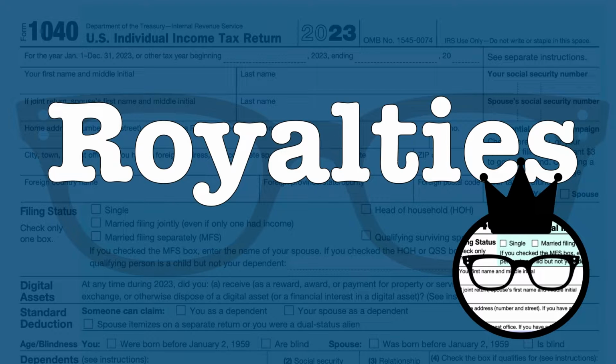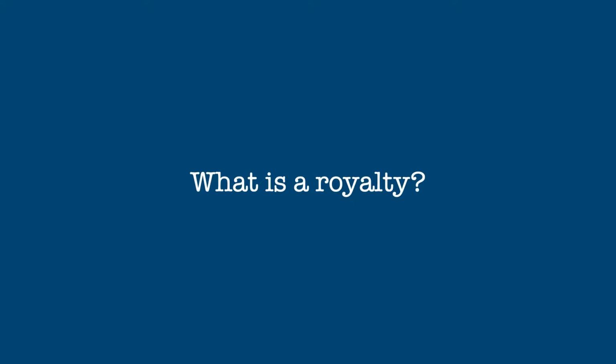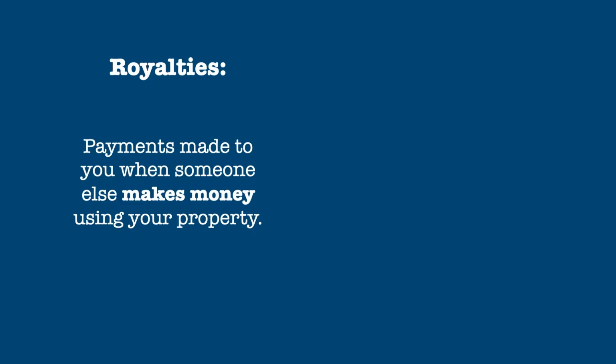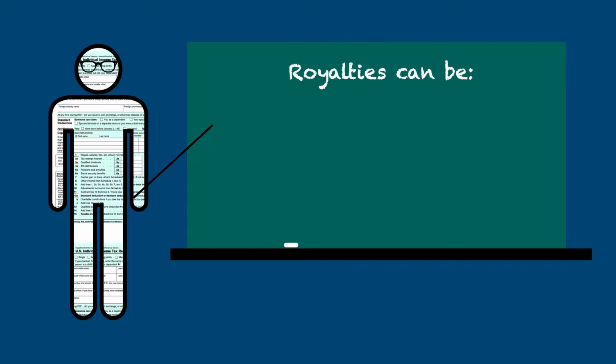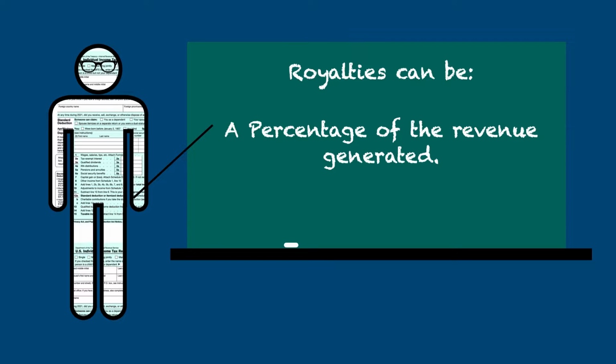First, we have to answer the question, what is a royalty? Royalties are payments that are made to you when someone else makes money using your property. This is different from rents, which are payments made to you when someone else simply uses your property. Royalties can either be a percentage of the income generated or paid on a per-unit basis.